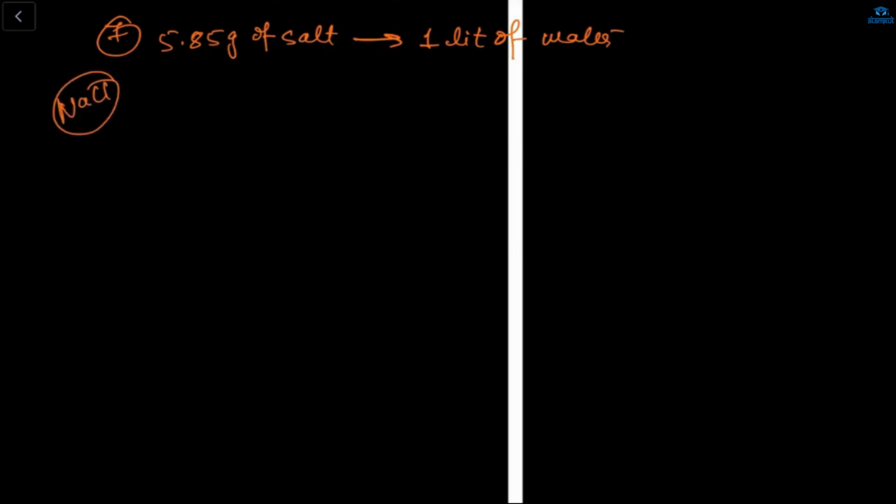Next is 7th. 7th is asking that Ravi prepared a solution of sodium chloride by mixing 5.85 gram of salt in 1 liter of water. Now, first you have to find the molar mass of sodium chloride, molar mass of NaCl.